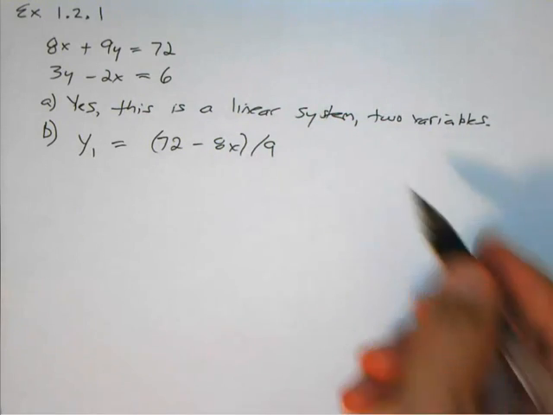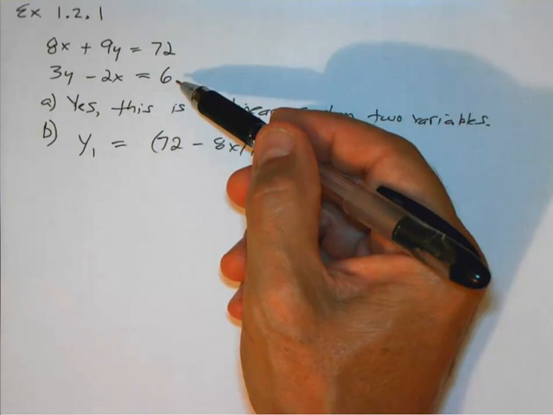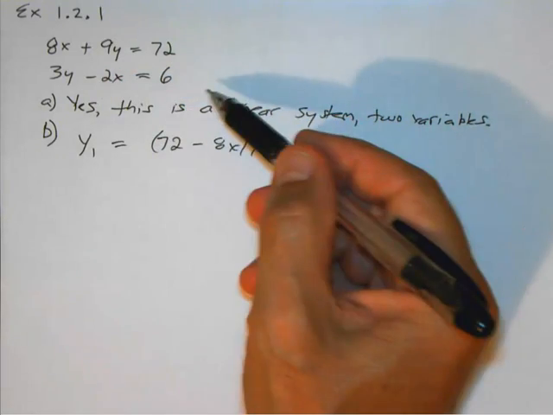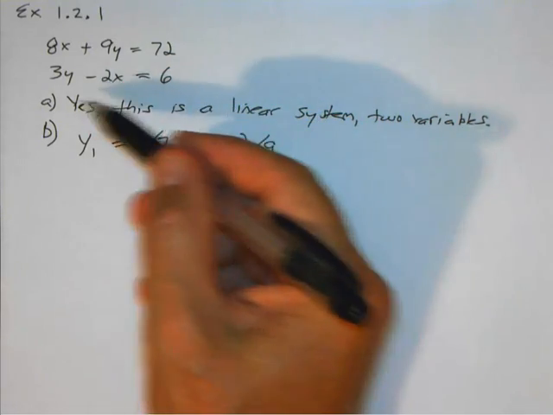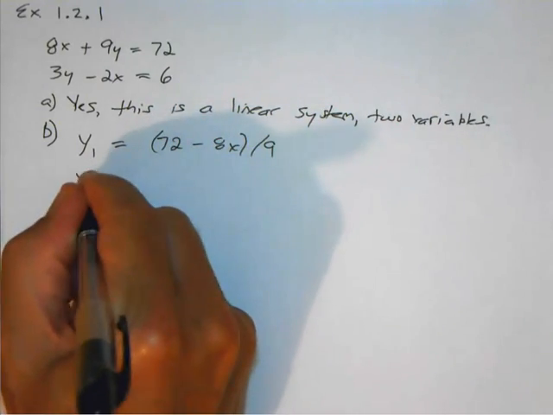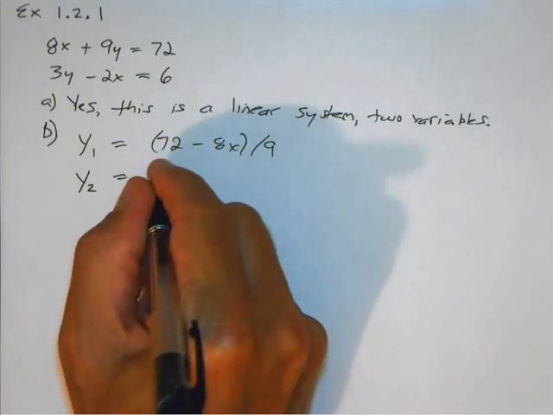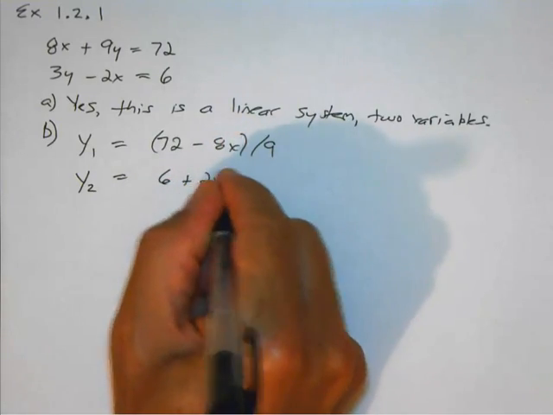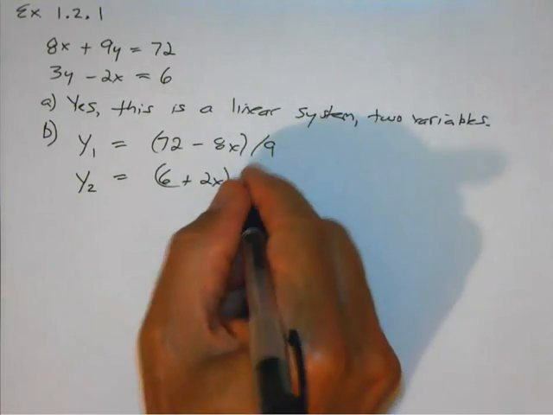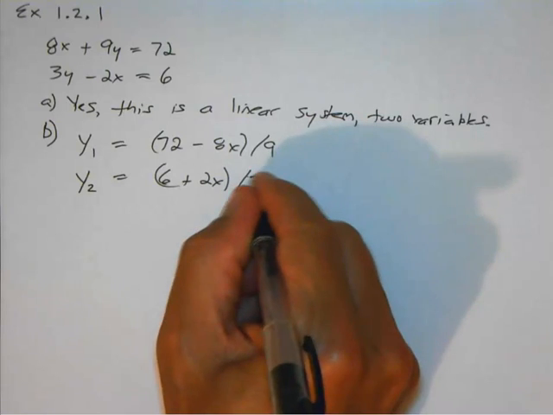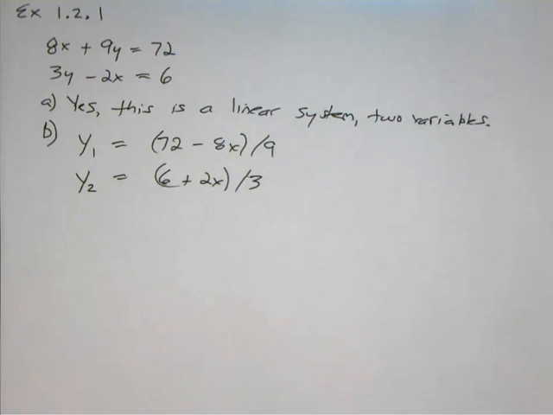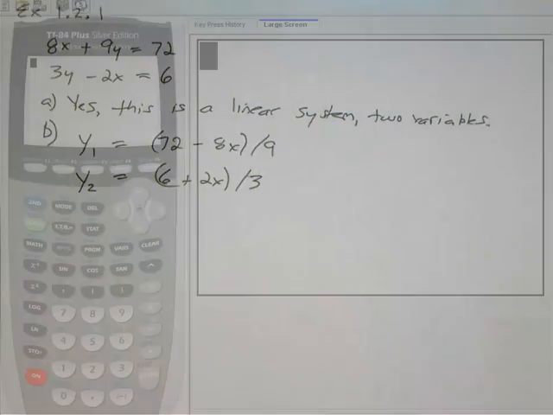Okay, in the second equation, to solve for y here, could add 2x to both sides, divide both sides by 3. We'd have y sub 2 equaling 6 plus 2x, the quantity, divided by 3. Alright, we're ready to go to the calculator.